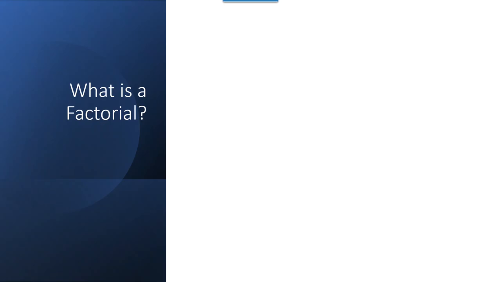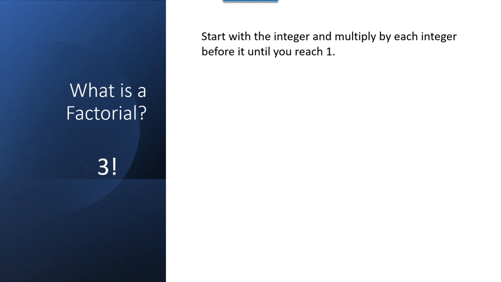Well, a factorial is usually a number or a variable followed by an exclamation point. So for example, 3! is read as 3 factorial in math. And what this means is I want to start with that integer, so the 3, and multiply it by each integer that came before it until I get to 1. So 3 factorial would be 3 times 2 times 1. And I can multiply that out. 2 times 1 is 2. 3 times 2 gives me 6.